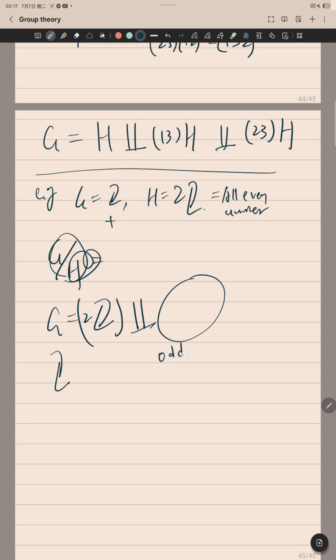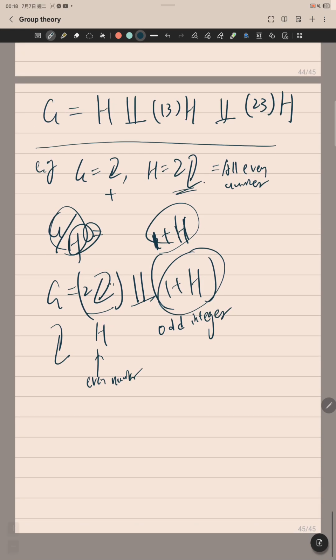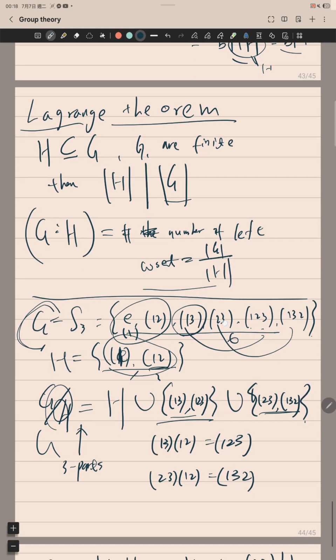This one should be all odd integers. And indeed, if you take any element and add it, let's say 1 plus H, then this becomes all the odd integers. So actually this is just 1 plus H. Okay, so G breaks into H, and it's a disjoint union. One is even numbers, and one is odd numbers by using this 1 plus H. You could say, oh, maybe I use 2 plus H, but 2 plus H is the same as every even number. If I use 3 plus H, then I get the odd integers. Okay, so these are trivial examples.